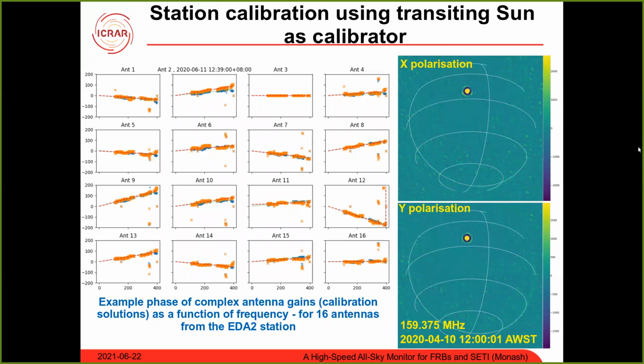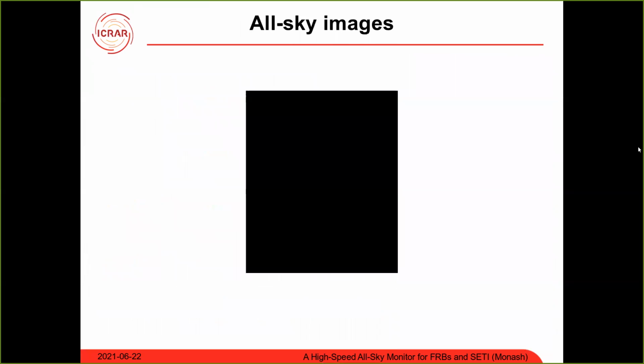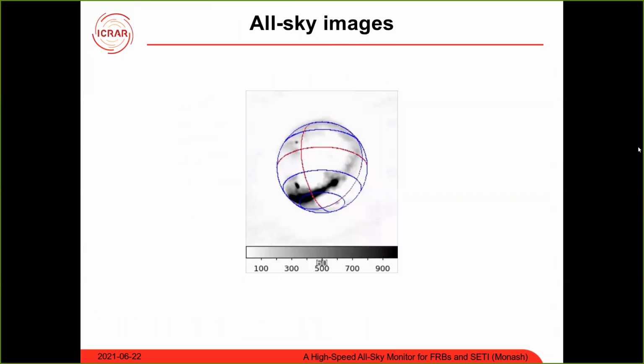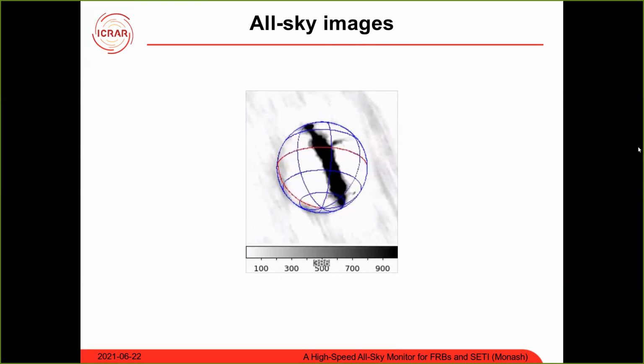We have been using the Sun as both our phase and flux calibrator. I am not going into details of this. What you can see here are the actual all-sky images that we can produce with this station. These are longer timescale images than 2 seconds, probably 30-second or 40-second images.